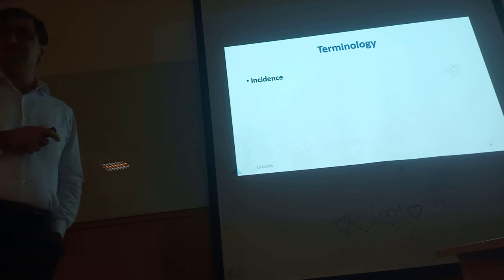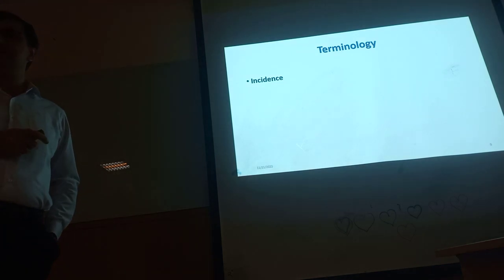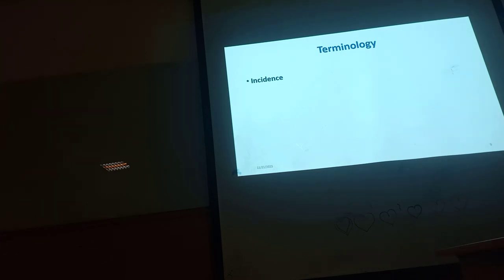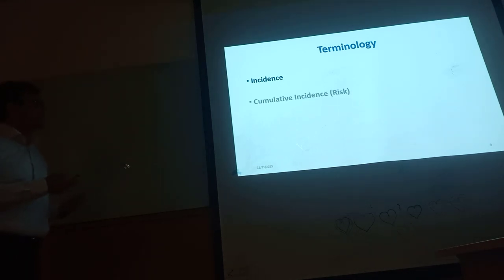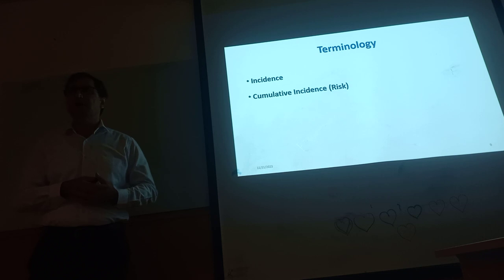Do you know what incidence is? What is incidence? Occurrence of disease. This is a general term. The formula is the number of new cases in the numerator divided by the number of people who are at risk in the denominator, number of those who are at risk in that specific period. Yes, this is incidence. But incidence itself is a general term. There is another specific term which is cumulative incidence or risk.